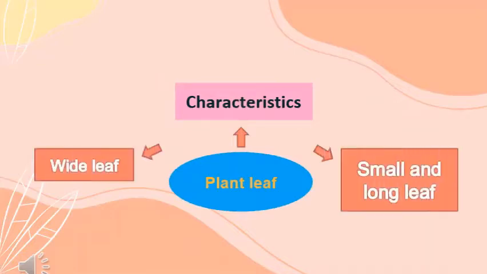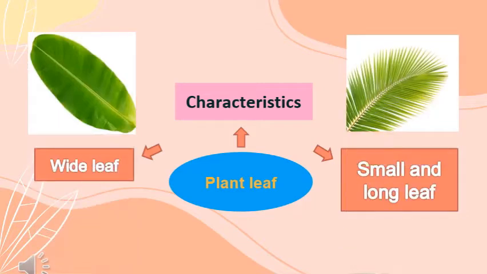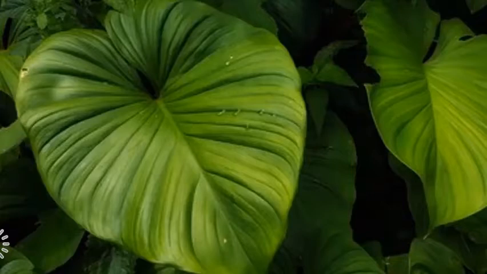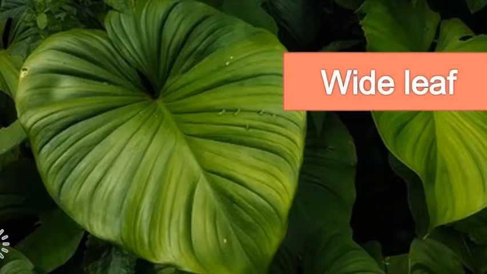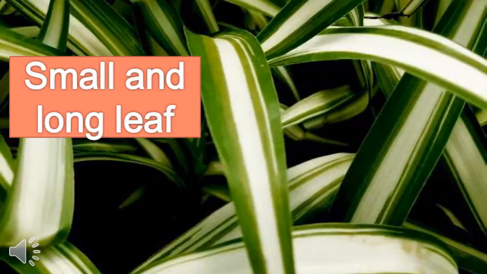Characteristics of plant leaf. There are two characteristics of plant leaf. First, we have the wide leaf. Next is the small and long leaf. This is a picture of a wide leaf plant. Look at the leaf. It is wide. It's big. Small and long leaf. This is the example picture of small and long leaf. Another term for small is narrow.